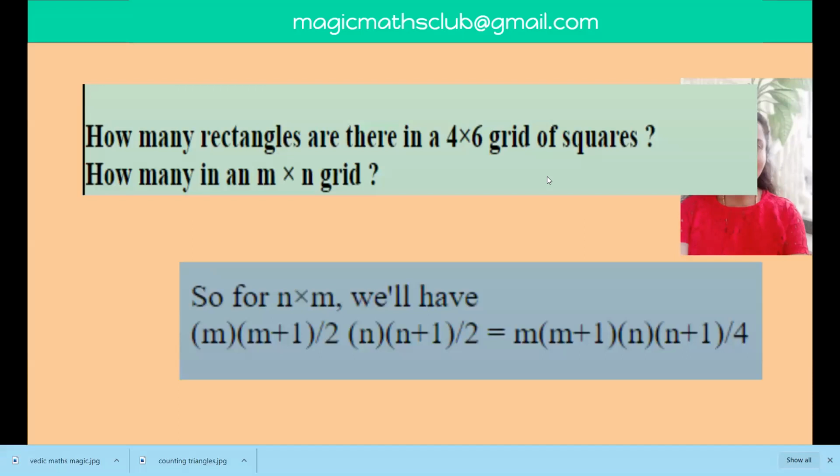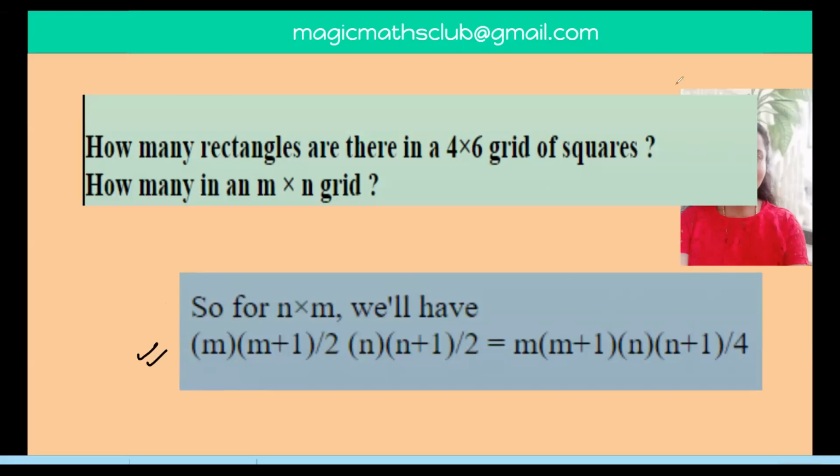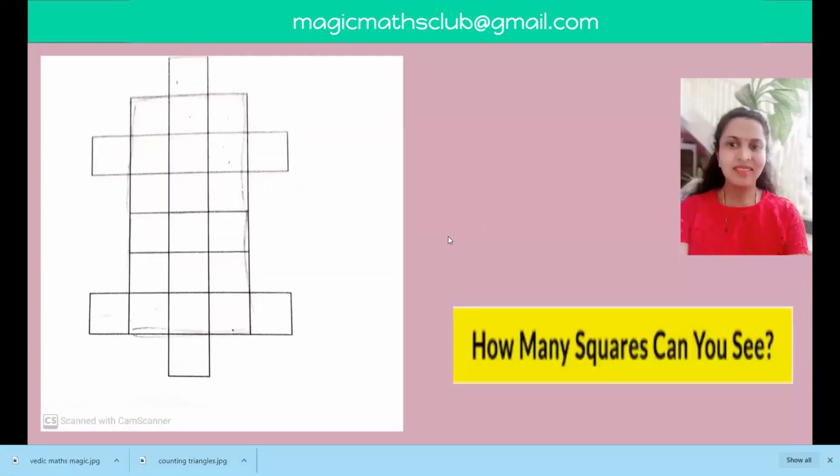I have written down the formula for you. Just please note it down and try to understand this formula. So when n is 4 or anything, m is 6. So 4 into 5, you can interchange, it will not make a difference because we are multiplying. 6 into 7 divided by 4. The 4 cancels off. So 42 into 5, that is 210. So see, without even drawing, you are able to do it. It's very easy.